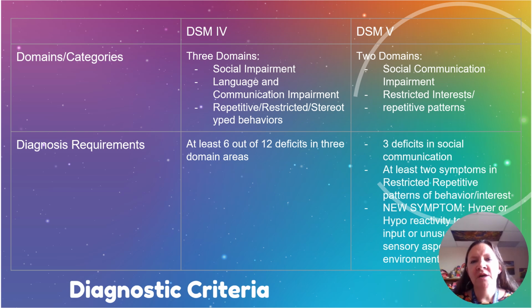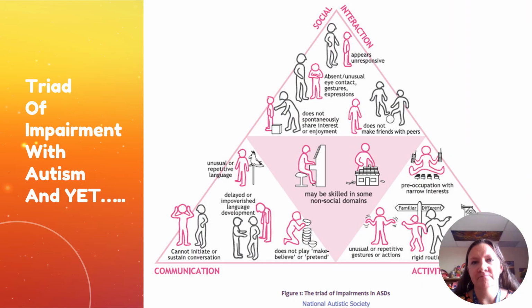But for sure, when we look at deficits in social communication, each of the areas needs to be met, that the way that the individual is using communication is affecting social engagement. We have sort of the triad of autism impairment.